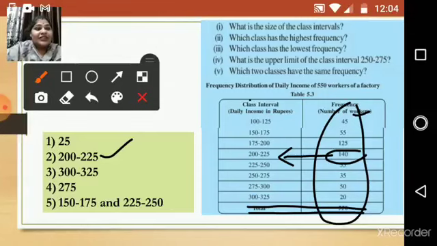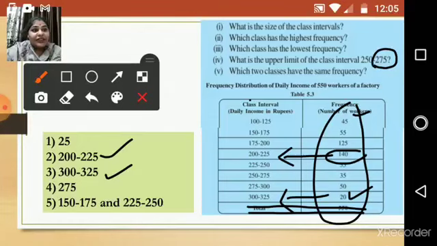Now next one is which class has the lowest frequency. So in the frequency column, come and see where is the lowest. I can see here 20 is lowest, and this belongs to which? That is 300 to 325 class. So what is the upper limit of the class interval? 250 to 275. That upper limit is 275, lower limit is 250.